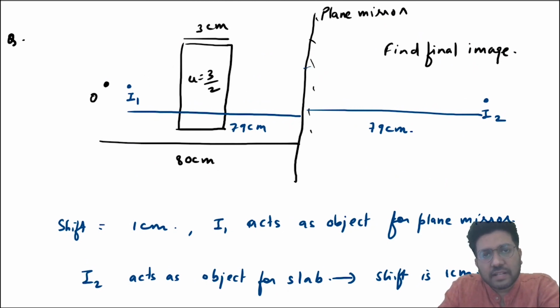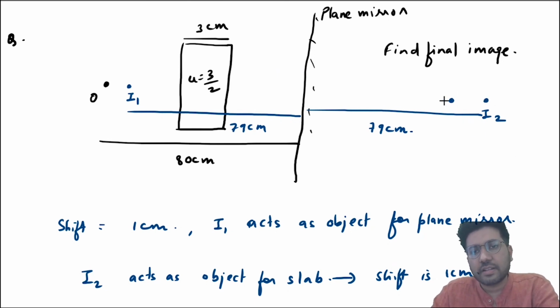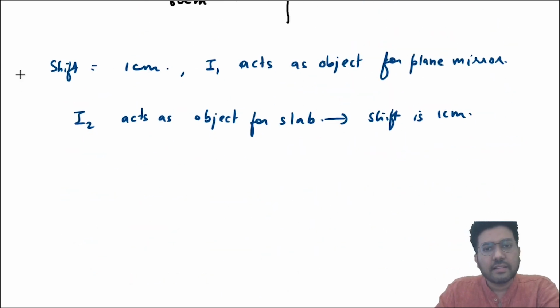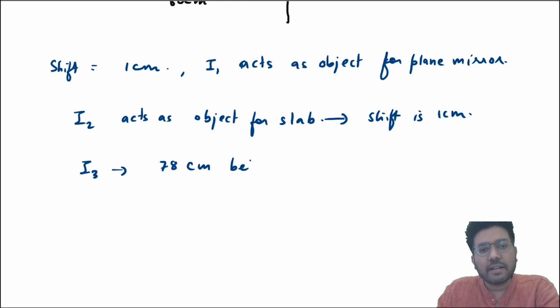On the slab, after reflection from this, the slab is getting light from the left side, right? Means from the right side, which is moving towards the left, right? So the light is moving towards the left. That means incident rays towards the left. So shift will also be towards the left. So that means the shift will be in this direction towards the left, and the final answer will be 78 centimeter behind the plane mirror. So you'll write the answer as I3 is 78 centimeter behind the plane mirror.